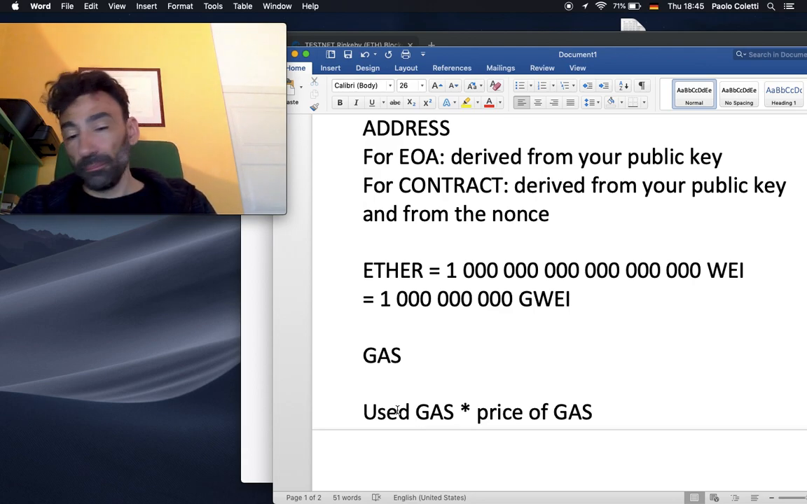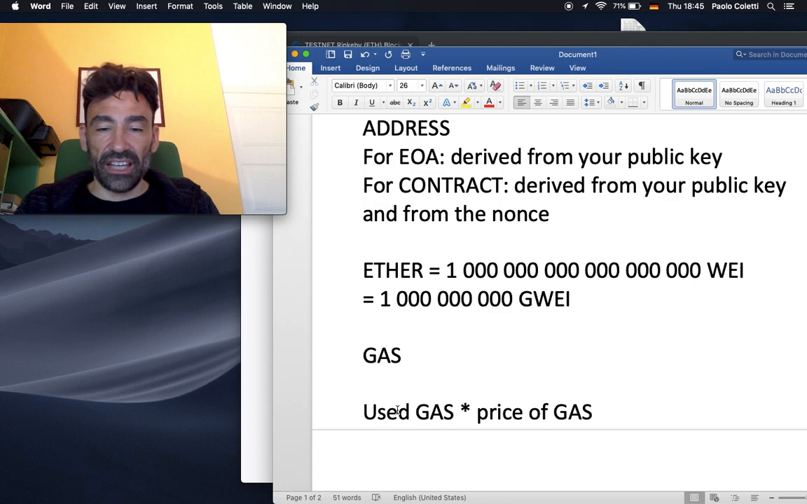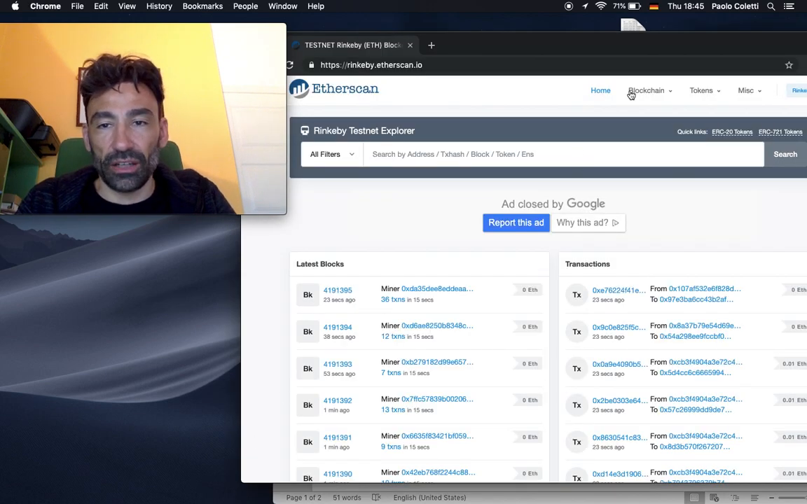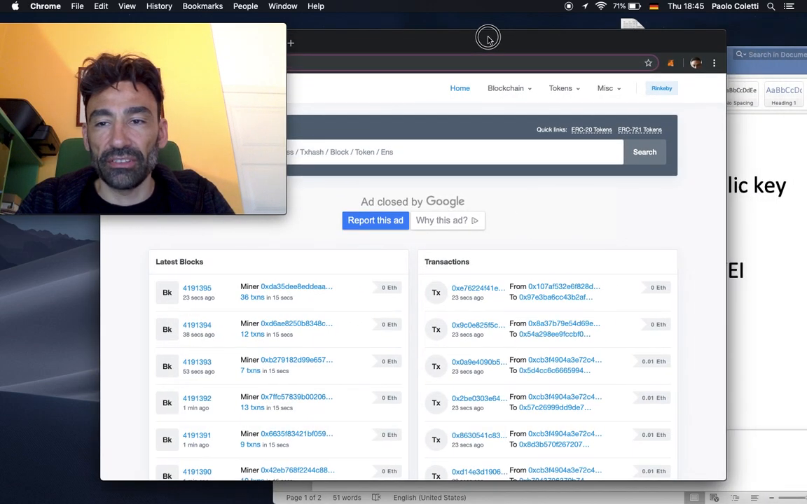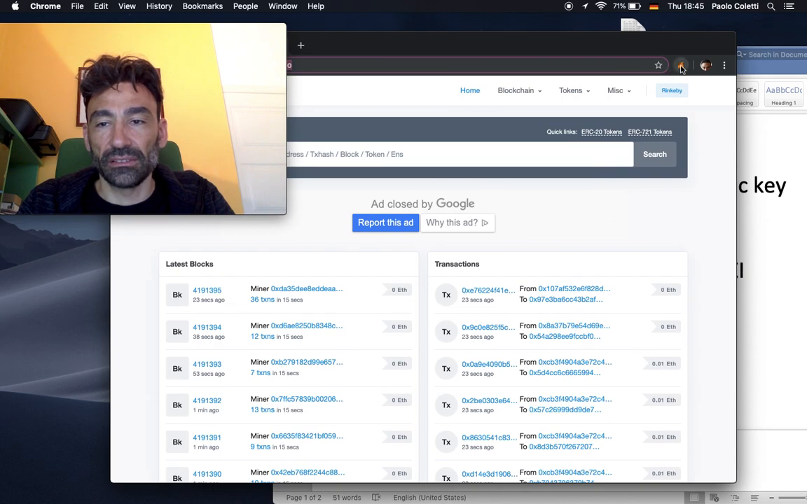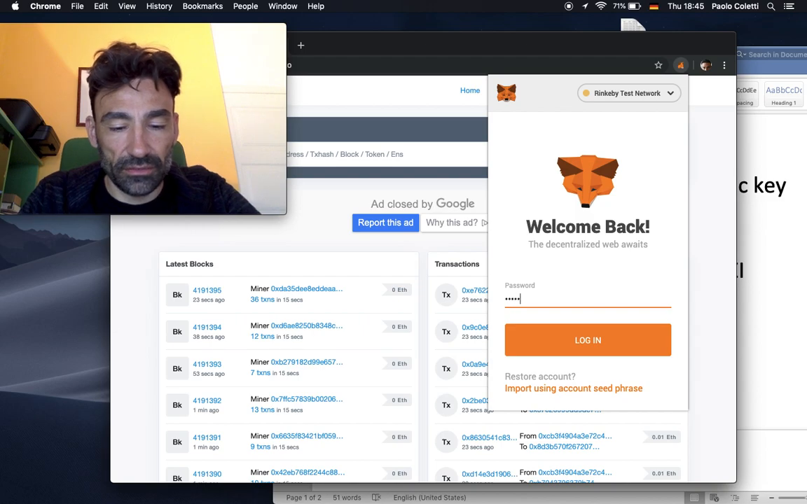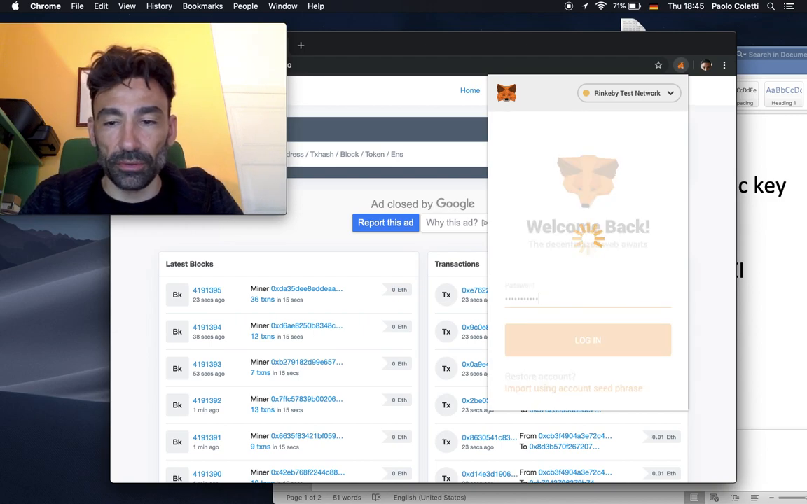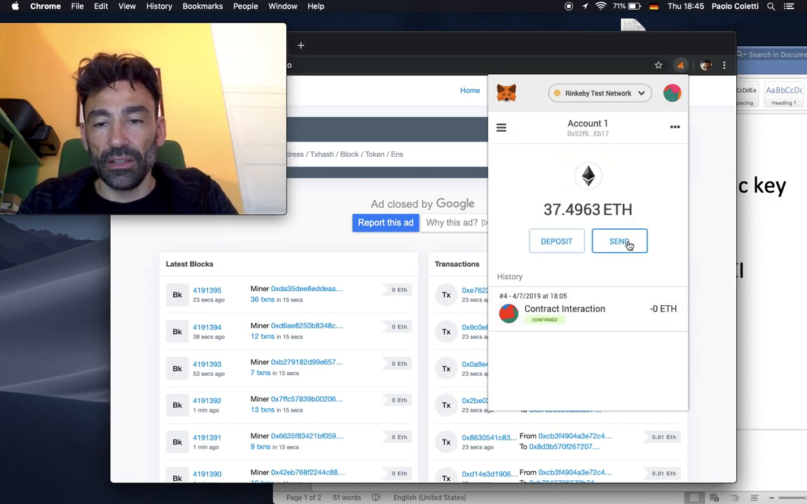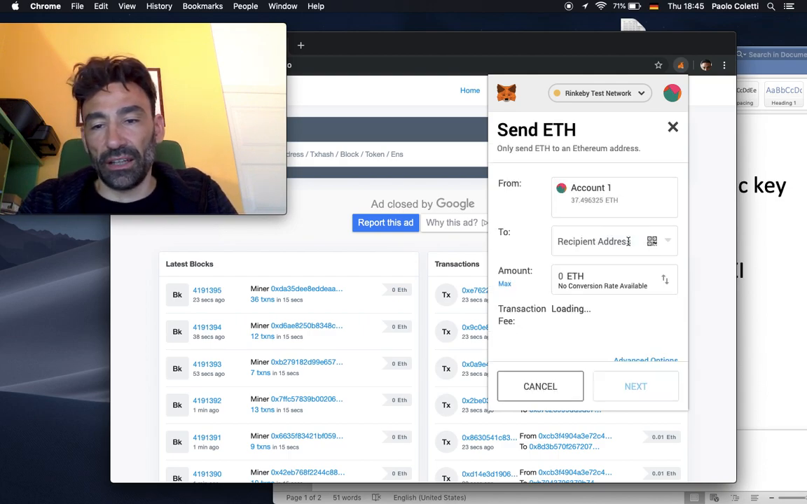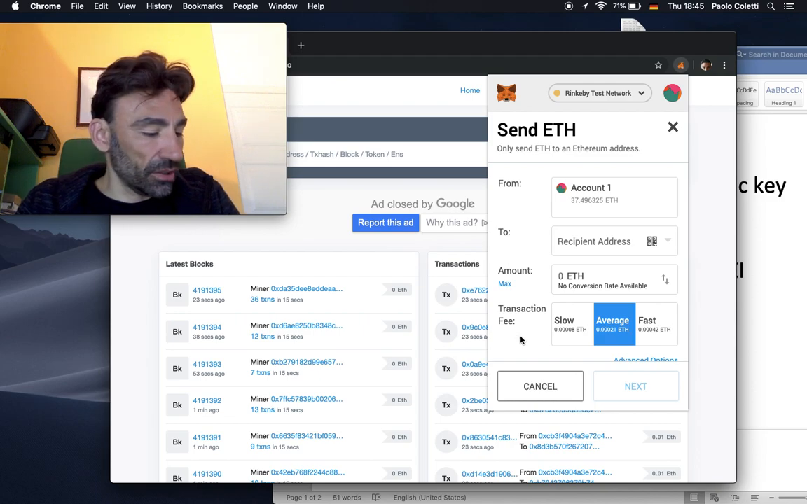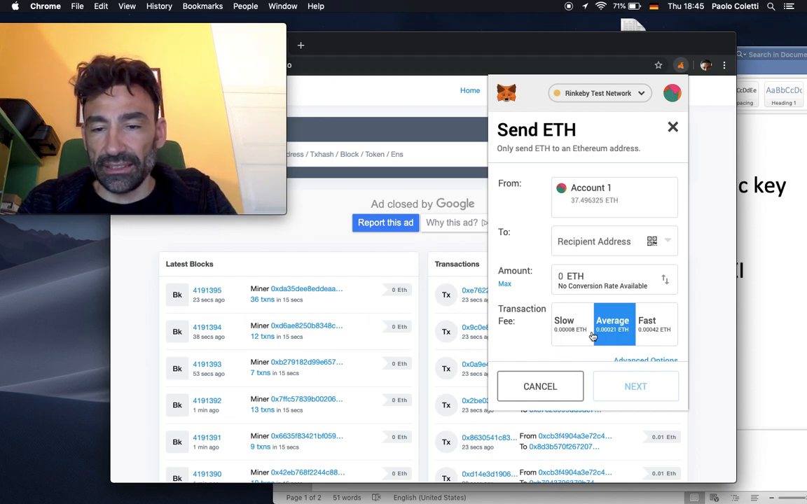Okay. This is pretty important because every time we do a transaction, it will ask you this. Well, let's make also a practical example. I don't have a transaction, but let's see. This is my wallet. Let's see if I'm able to log in. Yeah. If I want to send money to another account, okay, this costs I think 21,000 gas. Okay, and this is how much I'm going to pay.